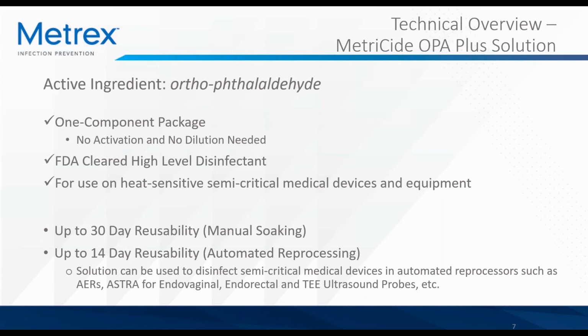Metricide OPA Plus is a high-level disinfectant solution with the active ingredient ortho-phthalaldehyde, more commonly referred to as OPA. Metricide OPA Plus is a one-component package, meaning it doesn't require any activation or dilution. It is an FDA-cleared high-level disinfectant with an approved 510(k), and it's intended for use on heat-sensitive semi-critical medical devices and equipment. When used manually soaking, Metricide OPA Plus has a reusability period of 30 days. There is a 14-day reusability when used in an automated reprocessor such as an AER.